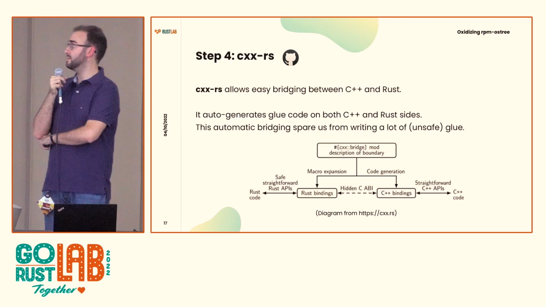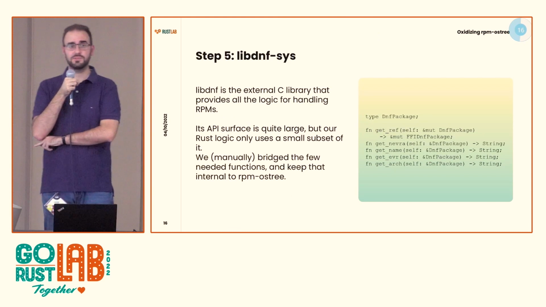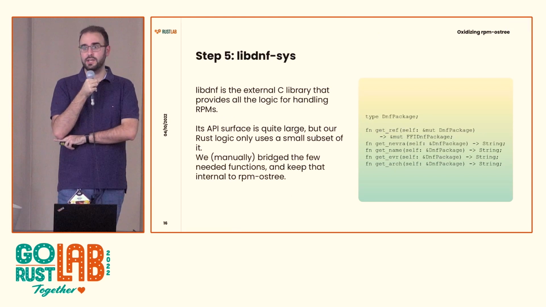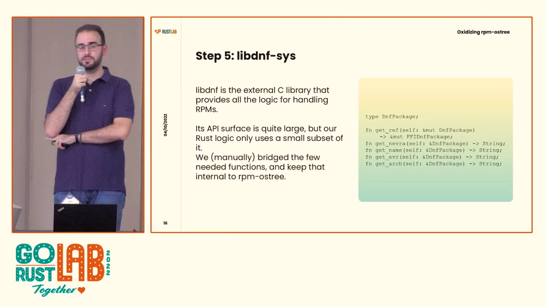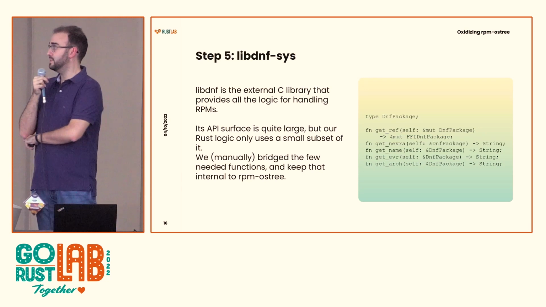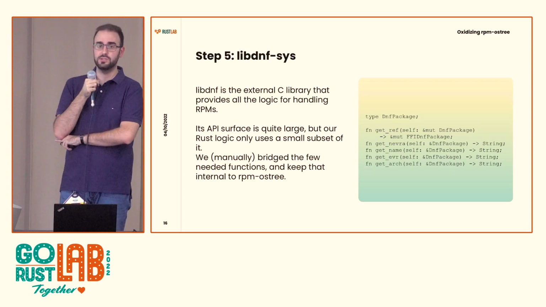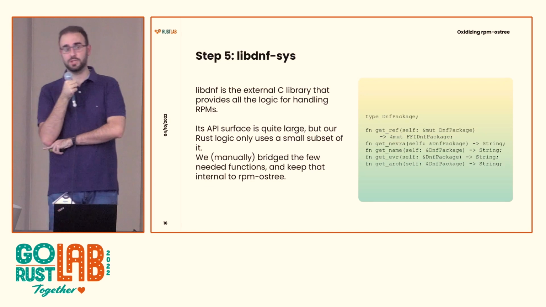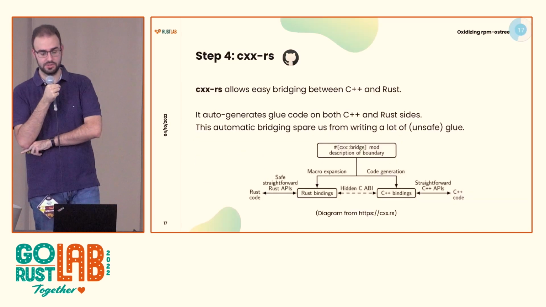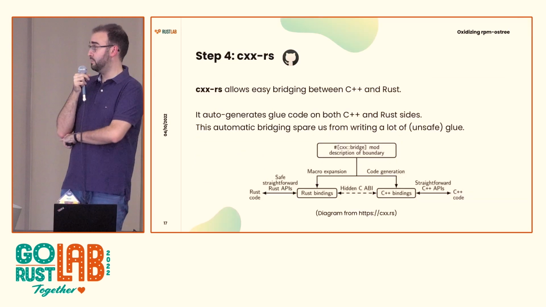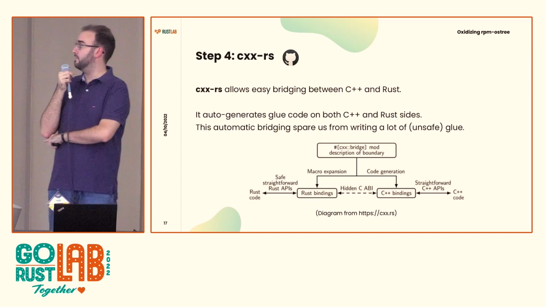You get something similar to the previous slides where you just say, okay, these are the signatures, these are the functions, these are the types, and then CXX takes care of matching those between Rust and C++, depending on which direction you are going in this bridge. And the bridge itself is mostly hidden. You don't see it.